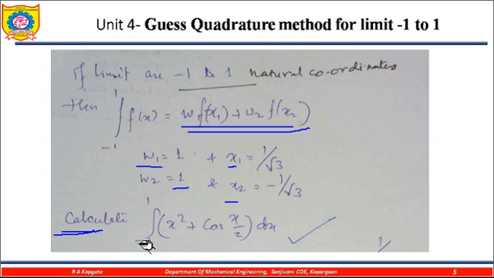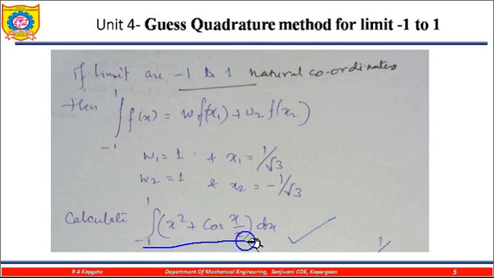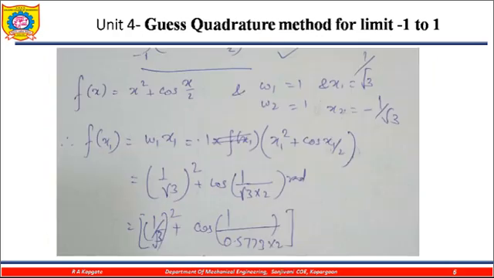Now let us take the problem. They are asking to calculate the integral from -1 to 1, and this is my function, that is x square plus cos x by 2. This is a problem given in the examination. How to solve it? Just convert this problem into this format. This format is possible by using this one, and then we can solve. Let us see how to solve this problem.